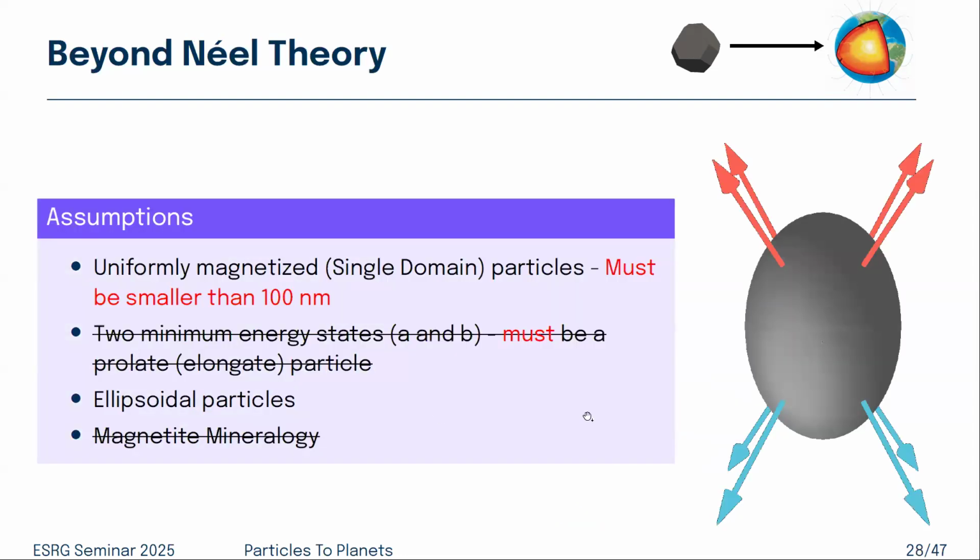Okay, we need to cross out these assumptions, right? We need to say, okay, don't have two minimum energy states, don't just have an elongate particle, and don't just have magnetite mineralogy. So what happens if you do that? Well, we need to calculate what the energy is, right, to get from one of these states to another state. How are we going to do that? Well, if it's uniformly magnetized and ellipsoidal, we still have a way of doing this.